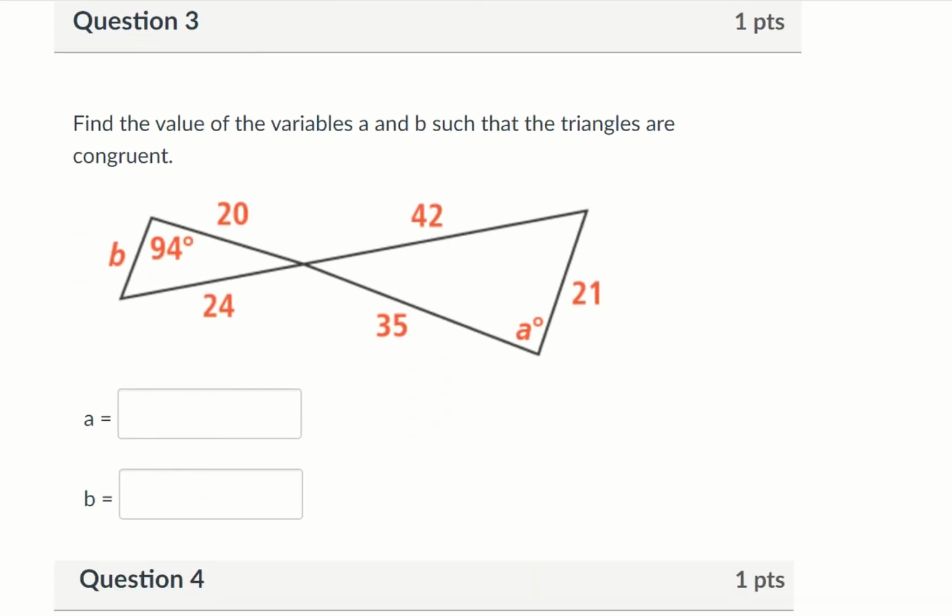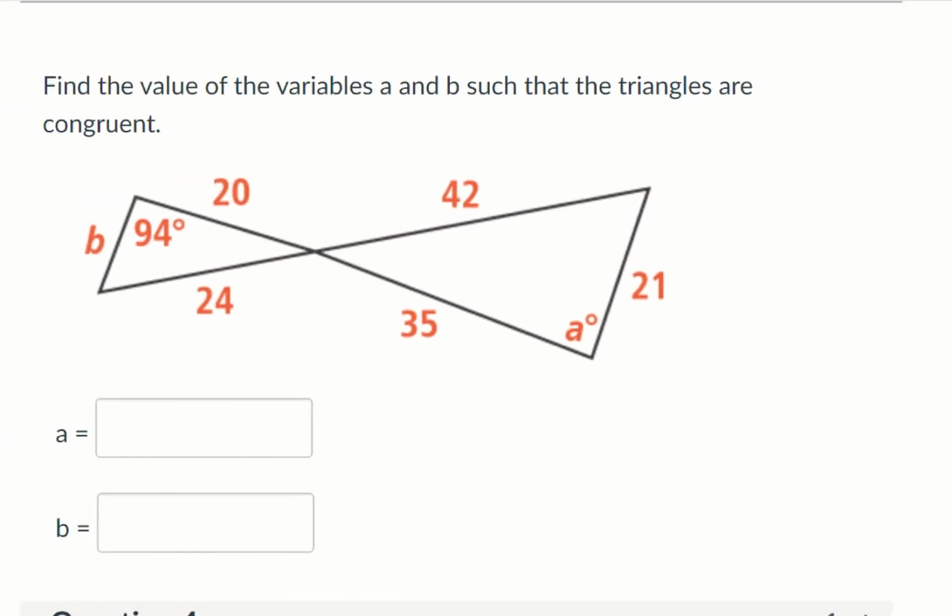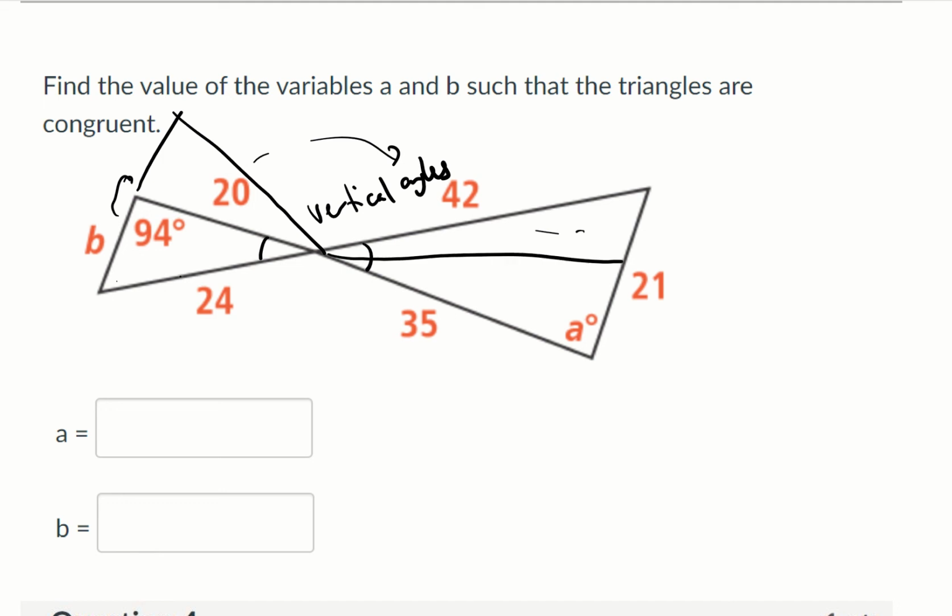So question 3, find the value of the variables A and B such that the triangles are congruent. So if you look at this, these triangles, you can see that these two angles are congruent because of vertical angles. Those are vertical. So vertical angles are always congruent. So that's one thing that you want to remember. And we can kind of see based off of this image here on this triangle on the left that it's sort of an inverted or reflected position of the triangle on the right. So if I flip this and I get something like this, and then I flip that again, then I'm going to get something like this.